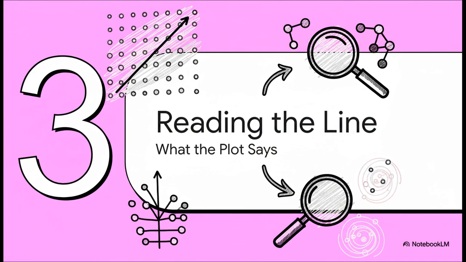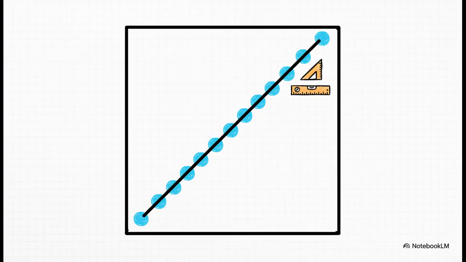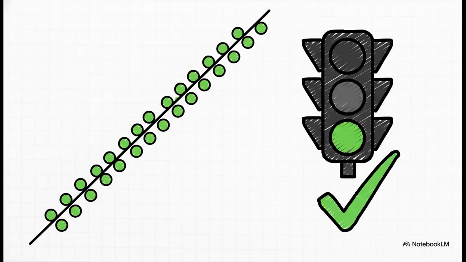How do you actually translate that picture into a clear answer about your data? Everything, and I mean everything, hinges on this straight diagonal line. This is our ruler, our ideal, our North Star. In a perfect world, if your data was a textbook example of a normal distribution, every single one of your data points would land smack dab on this line. And this is what you're hoping to see.